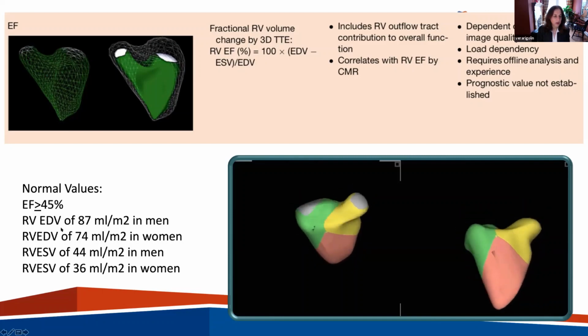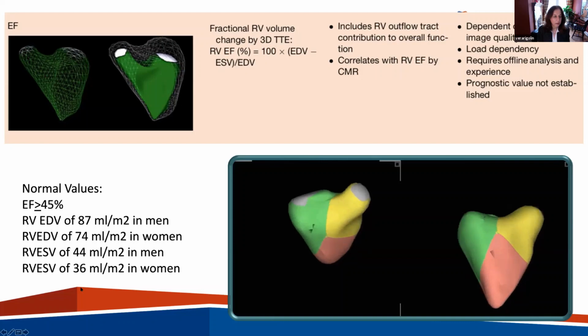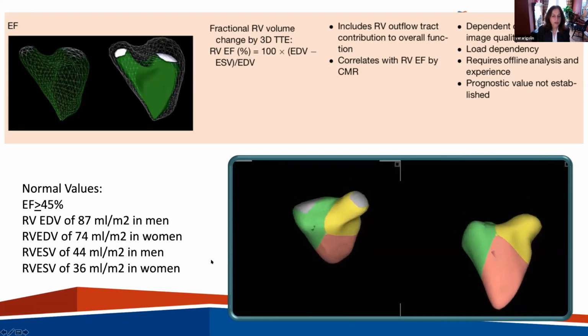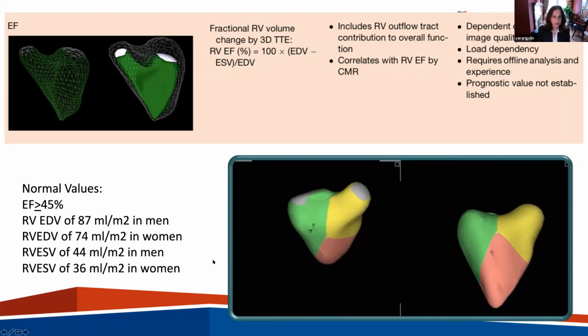And here are the normal volume measurements. And note that there are different measurement values for men and for women, just like there is for the left ventricle. So more numbers for you to keep in mind.